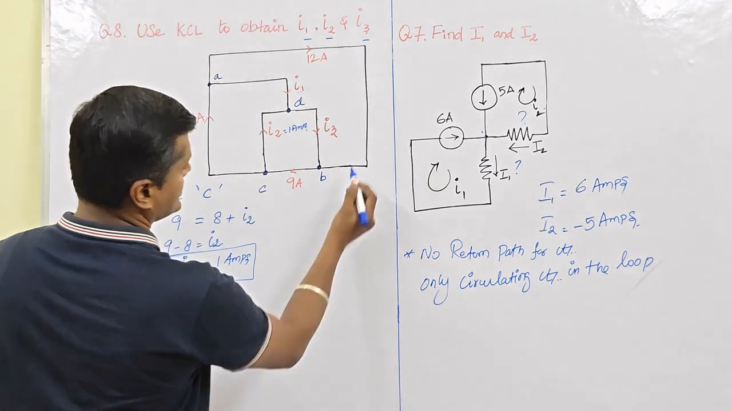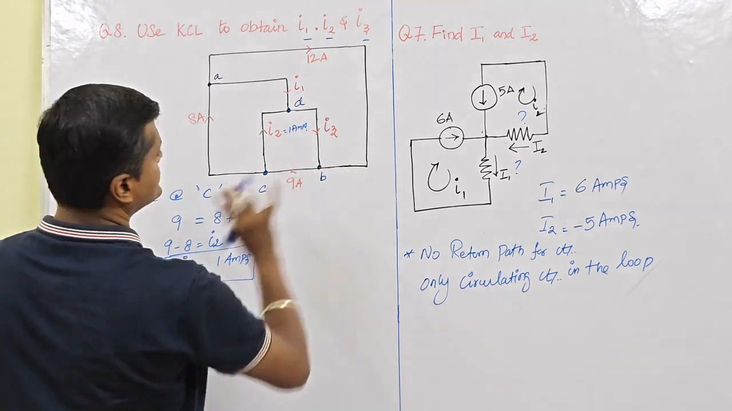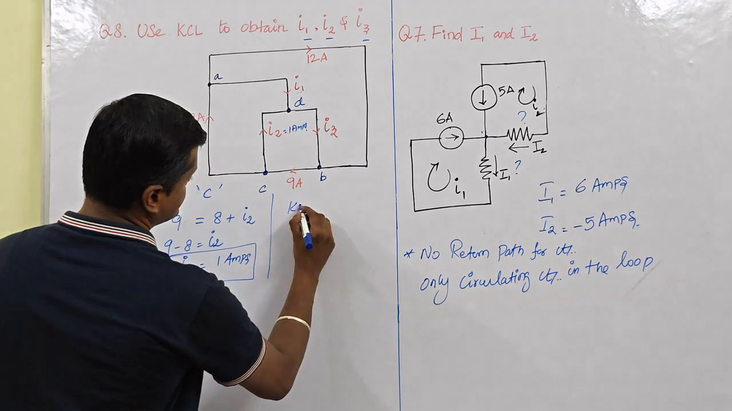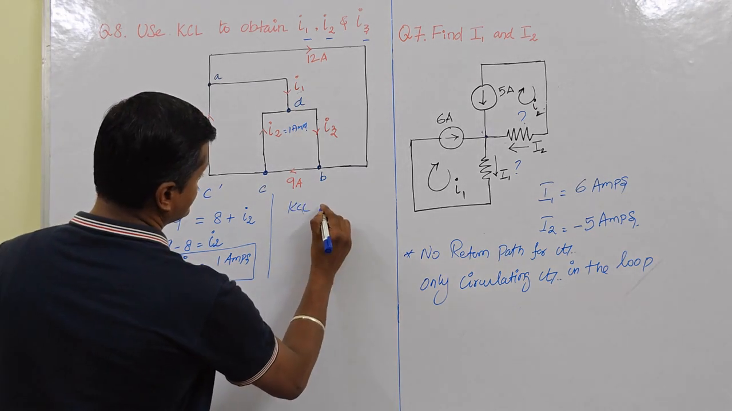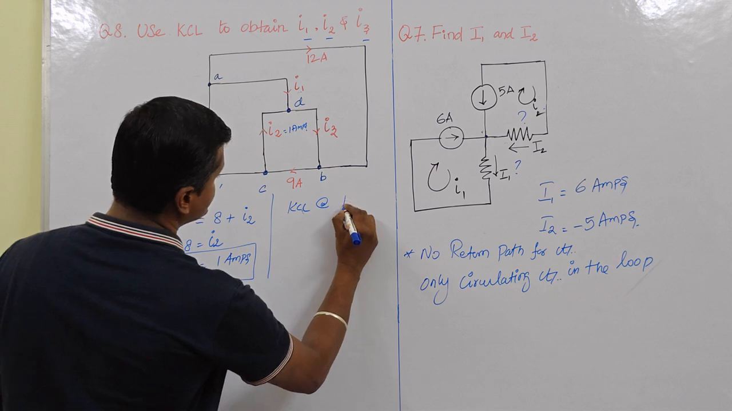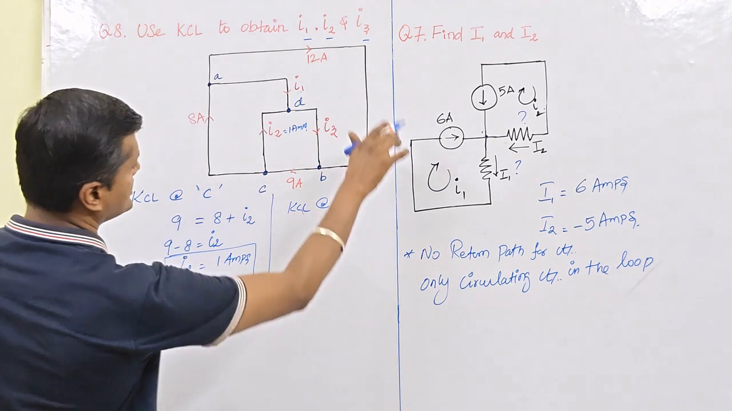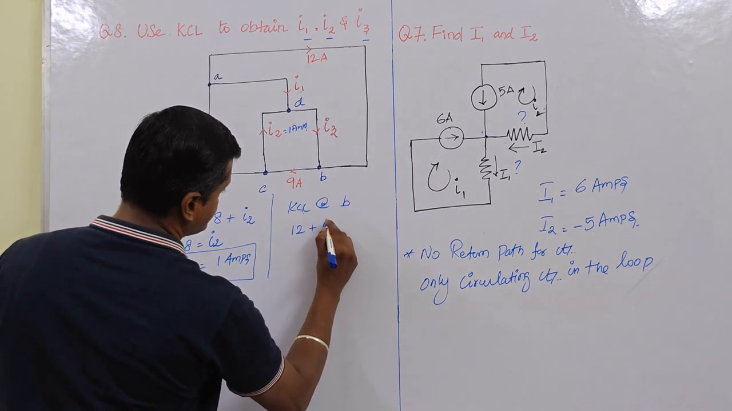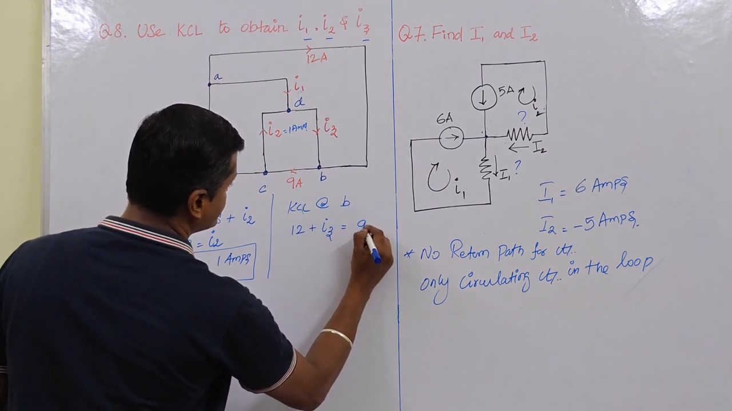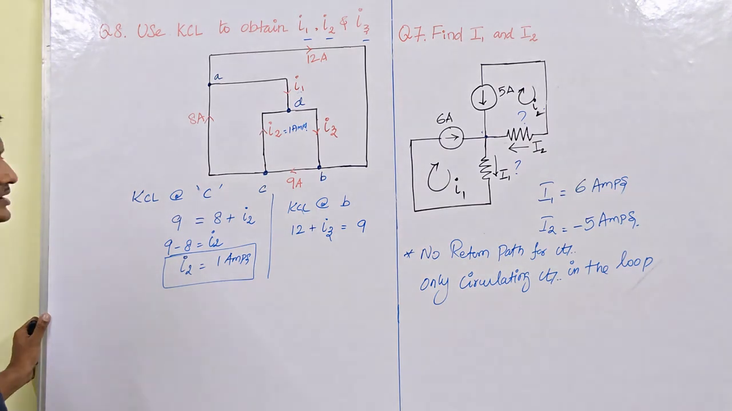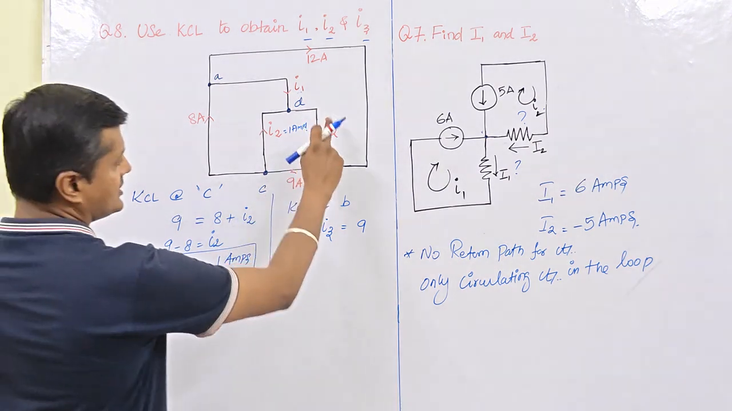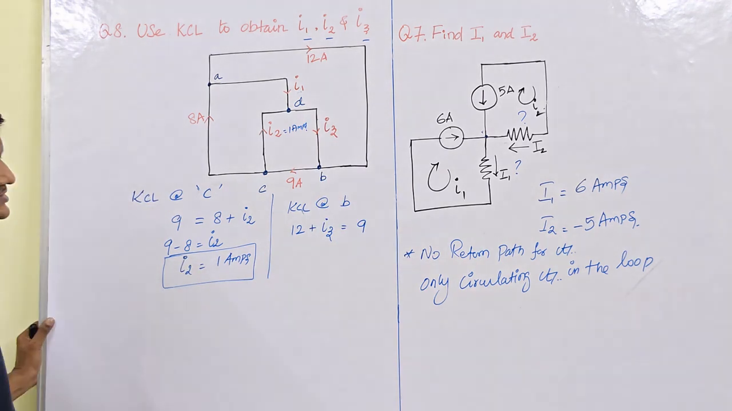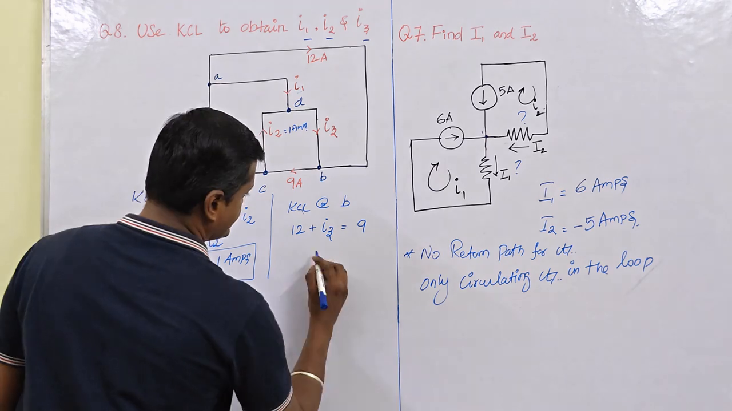So here 12 amps current enters, 9 amps current leaves, and I3 current enters. So now KCL at node B. Applying at node B, 12 amps is incoming current, I3 is also incoming current, and outgoing current is 9. So incoming equals outgoing, right? So what is the value of I3?